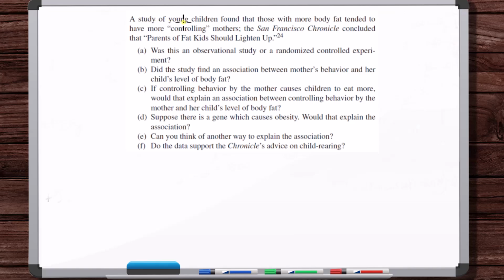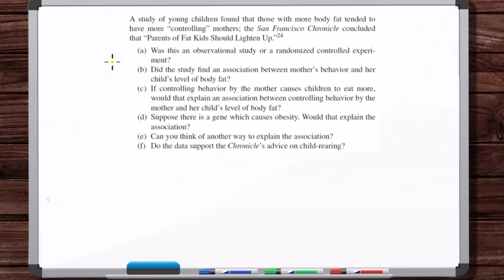A study of young children found that those with more body fat tended to have more controlling mothers. The San Francisco Chronicle concluded that, quote, parents of fat kids should lighten up. Was this an observational study or a randomized controlled experiment?